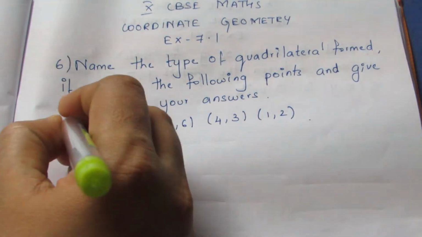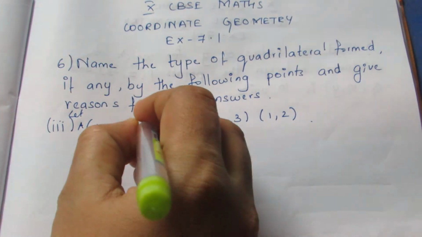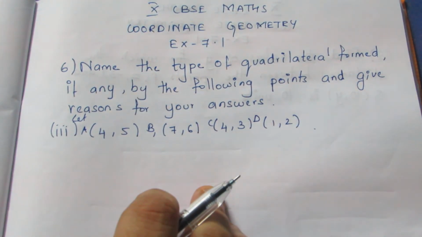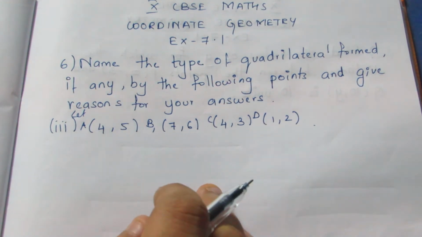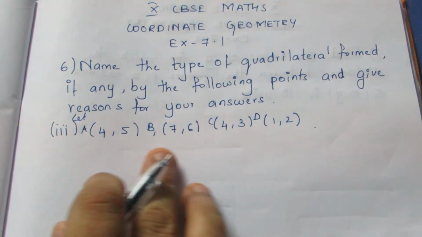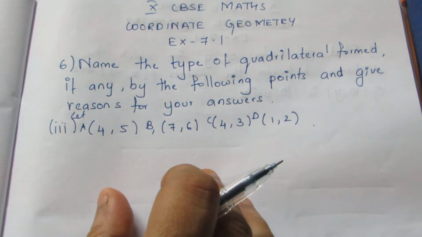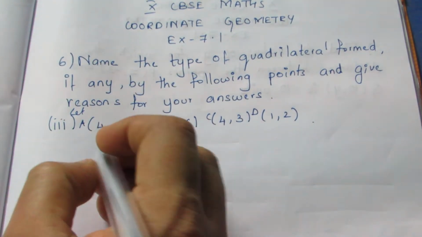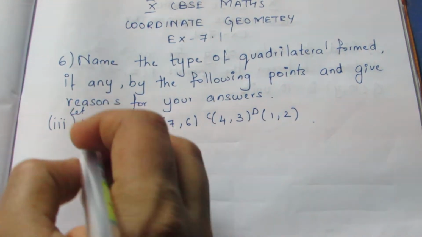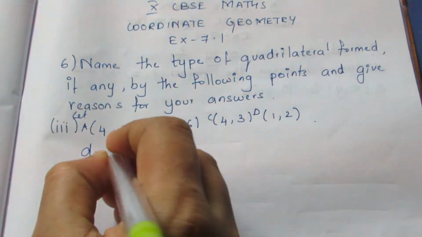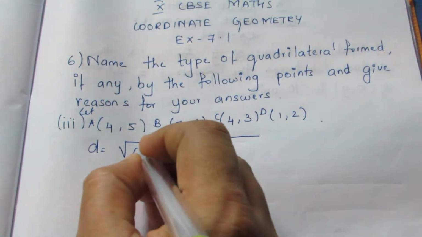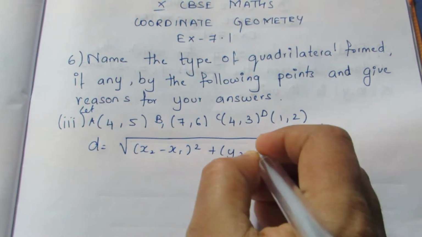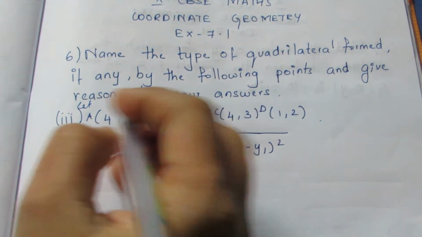We can write this as A, B, C, D. Only if we know the sides can we tell about the quadrilateral. To find the sides of the quadrilateral, we need the distance formula. If the coordinates are given, we use the distance formula to find the length of the sides. So I am going to use the distance formula, which is the root of x2 minus x1 the whole square plus y2 minus y1 the whole square. I am going to find all the sides.